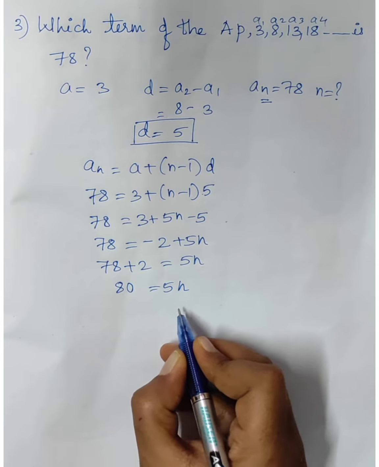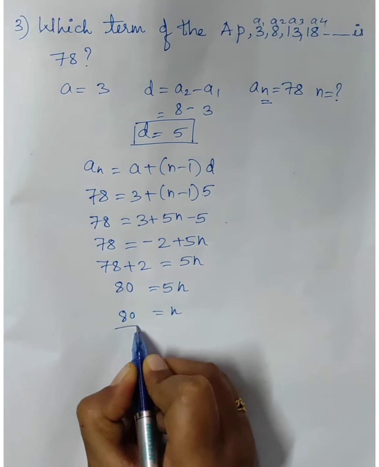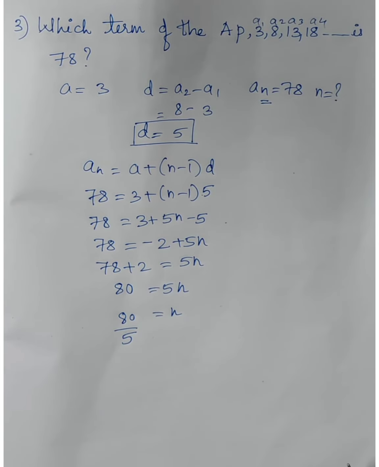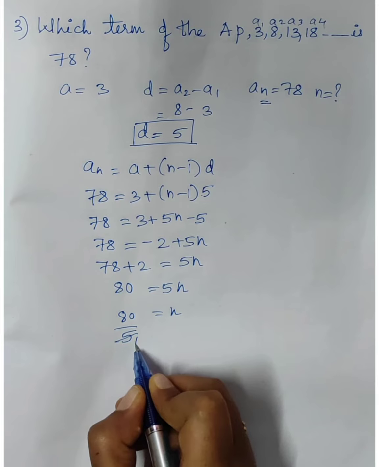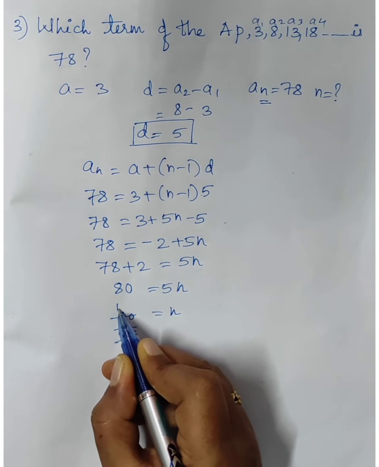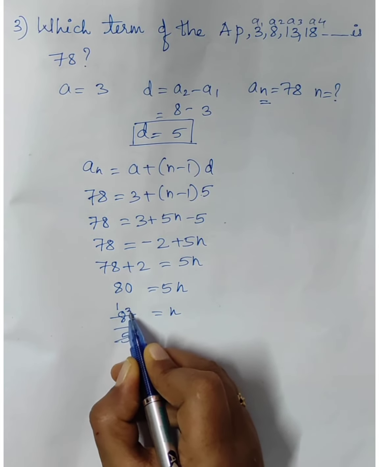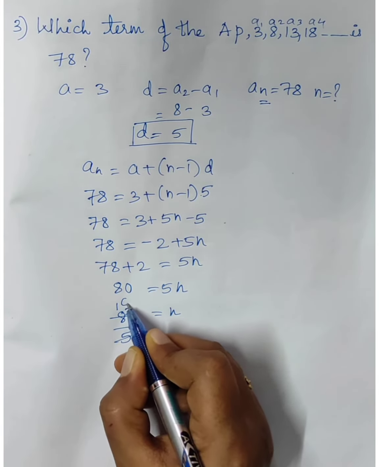Then n, keep it as it is. 5, you shift in the denominator. So 80 by 5 is equal to n. Now simplify it. 5 ones are 5. From 8 I am going to take 5. How many remain? 3 remain. So it will become 30 now. So 5 sixes are 30.